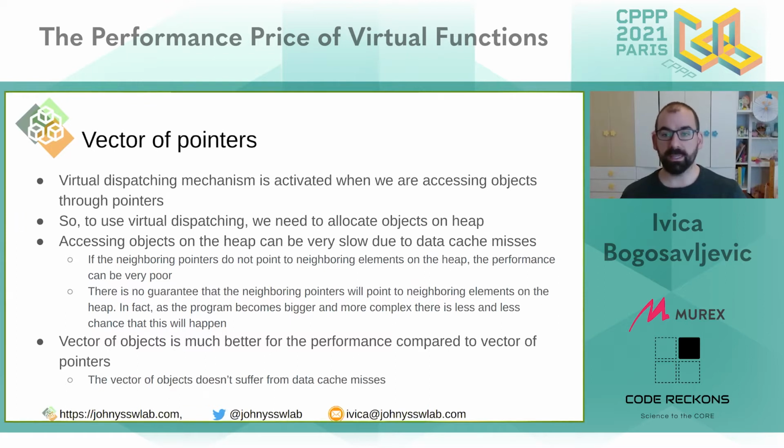And why? Vector of objects doesn't suffer from data cache misses. So if you have 20 million objects in a vector, that is just one single allocation from the allocator. But if you have 20 million object pointers in a vector, that's one big vector that holds the pointers and 20 million allocations on the heap for all the objects that these pointers point to.